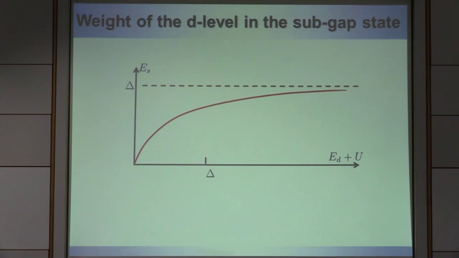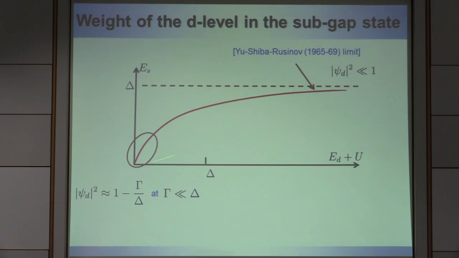So what about the weight of the D level in the subgap state? I already discussed it a little bit, but let's piece things together. If gamma is small compared to delta, and we have a level which is very close to the Fermi level, then as we discussed, the state in the gap is almost an atomic state. So the representation of the wave function of the level of the magnetic ion in the Shiba state is almost 1, so 1 minus gamma over delta. If I increase ED plus U, the representation becomes small, as we just discussed.